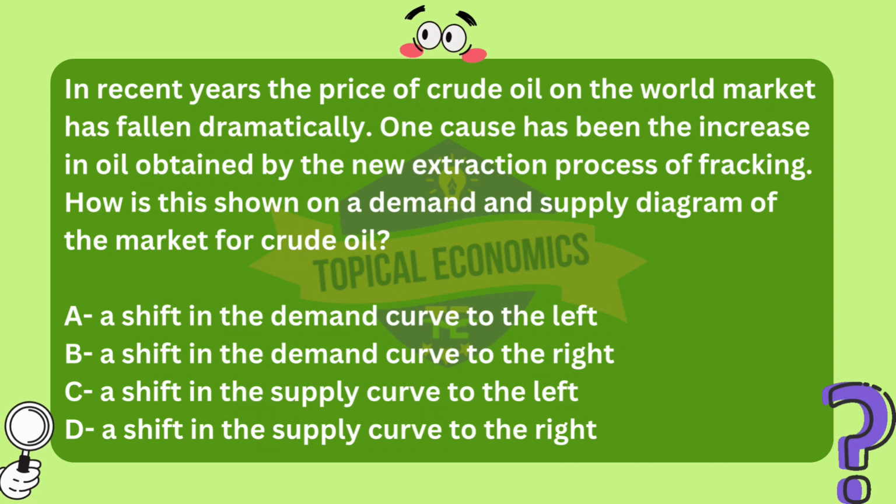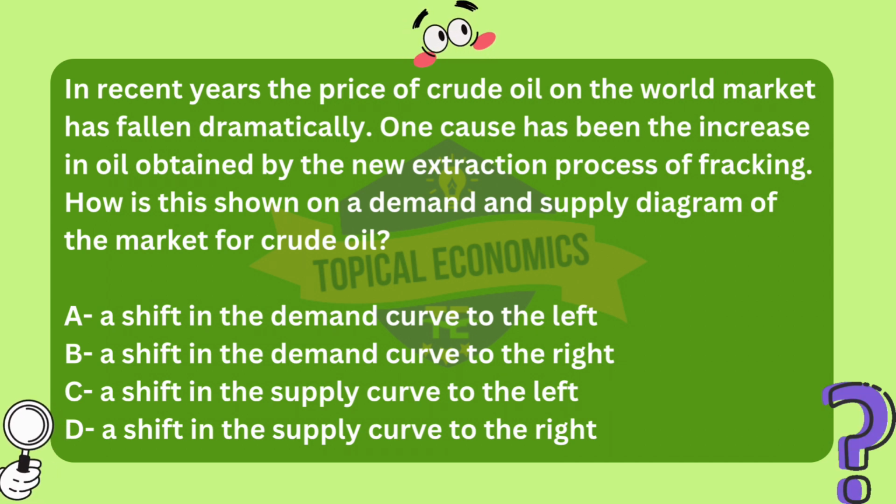In recent years, the price of crude oil on the world market has fallen dramatically. One cause has been the increase in oil obtained by the new extraction process of fracking. How is this shown on a demand and supply diagram of the market for crude oil? A. A shift in the demand curve to the left. B. A shift in the demand curve to the right. C. A shift in the supply curve to the left. D. A shift in the supply curve to the right. This question is from year 2017 October, November, version 3.